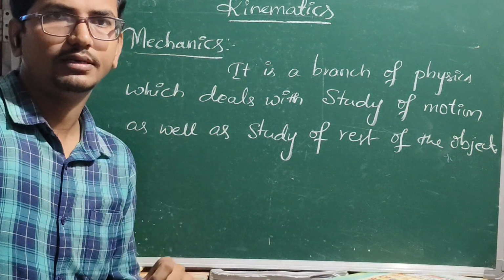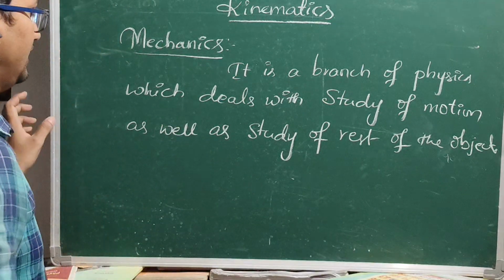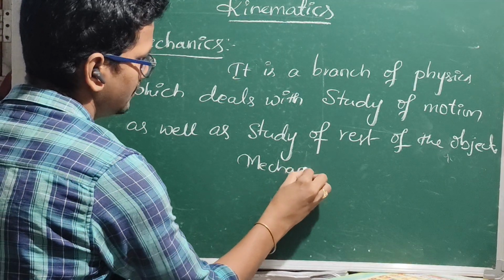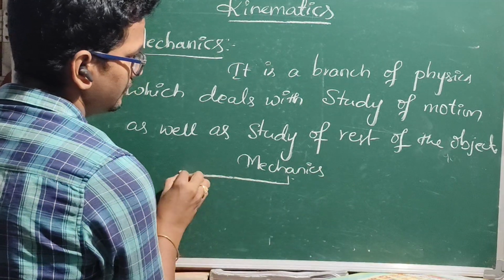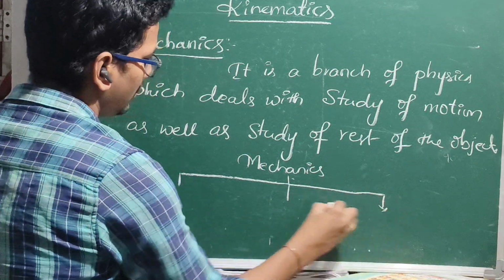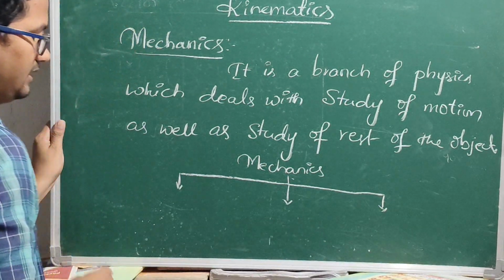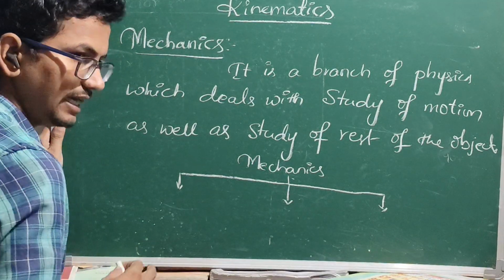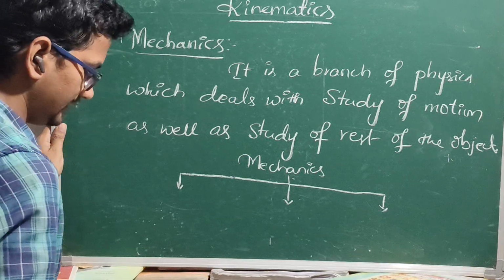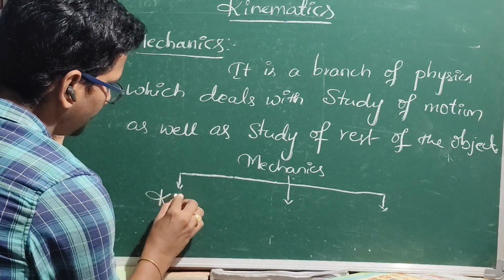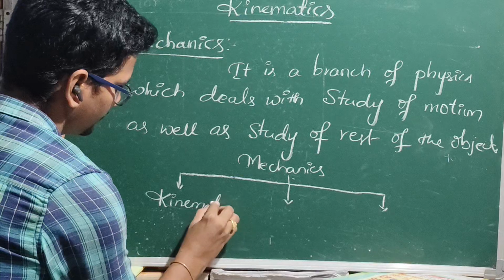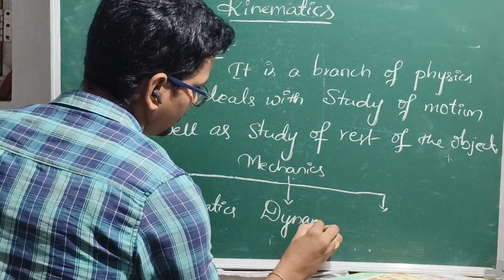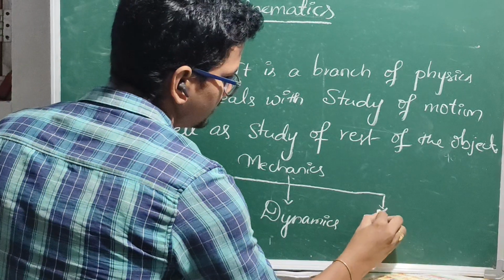Mechanics is classified in three ways. What are the three ways? The first one is kinematics, the second one is dynamics, and the third one is statics.